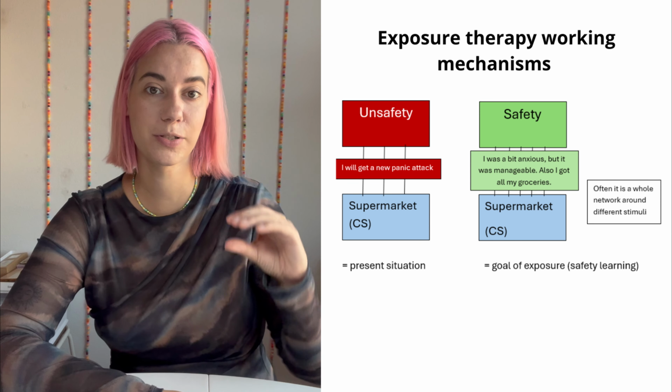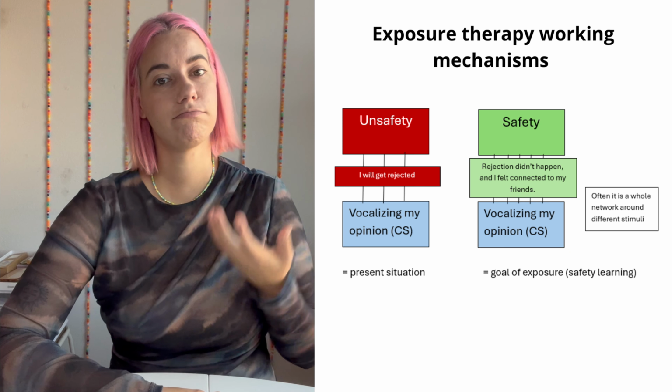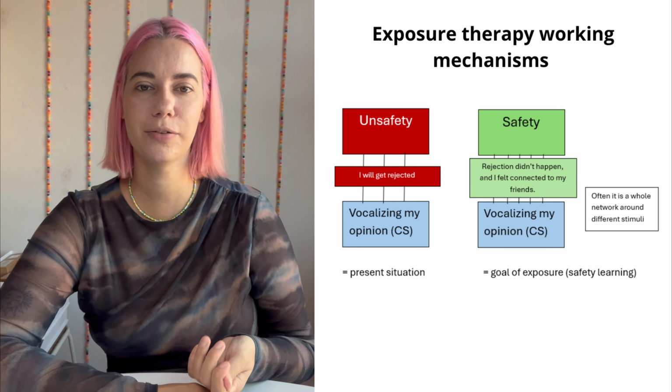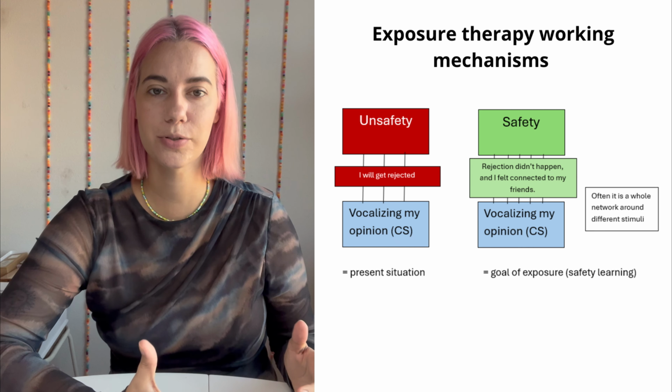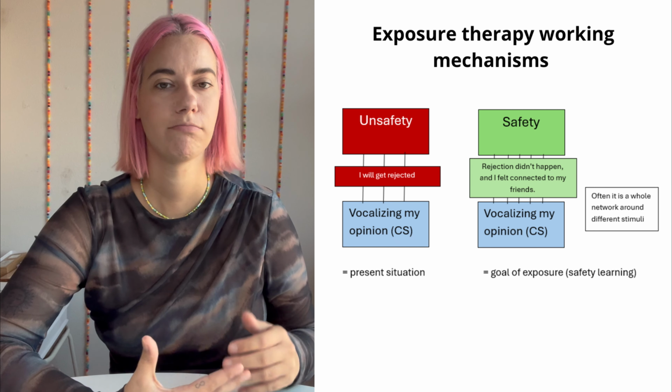Another example is we often see clients with more social anxiety. And that can look something like vocalizing my opinion, which is a bit anxiety provoking for people, but a lot of people can also do this in relatively easy ways in most situations. But if a client feels like, hey, vocalizing my opinion will lead to rejection and that evokes anxiety, that's like an unsafe pathway in the brain.